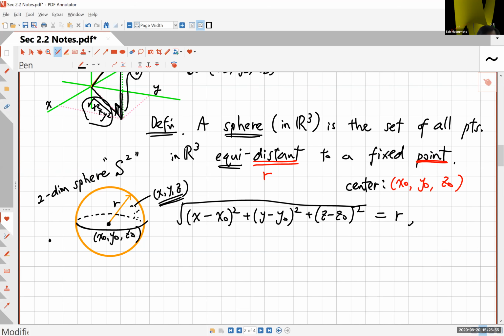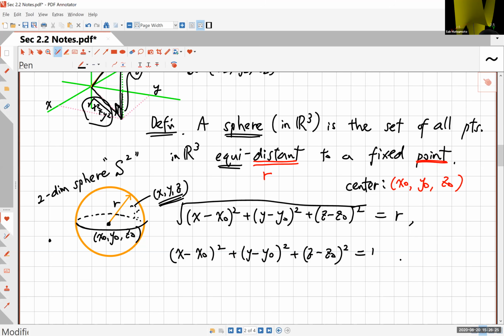But since we don't like to have square roots, often we just write this without the square roots. Very slow, and I don't like it, but this is coming up very slowly. The equation of the sphere of radius R centered at X naught, Y naught, Z naught is what you are about to see here. This is equal to R squared.